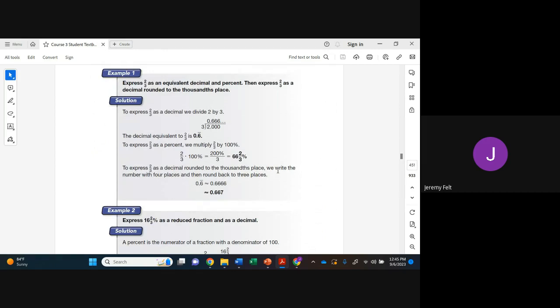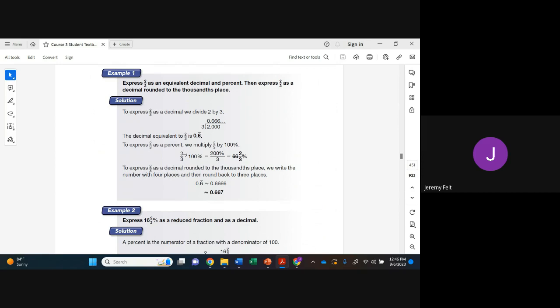Express 2/3 as an equivalent decimal and percent, and express 2/3 as a decimal rounded to the thousandths place. So we know 2 divided by 3 gives us 0.666 repeating forever. So it's 0.6 with the bar above it. Okay, we want to make that into a percent.